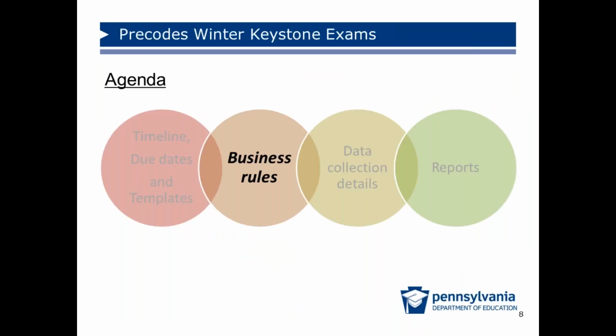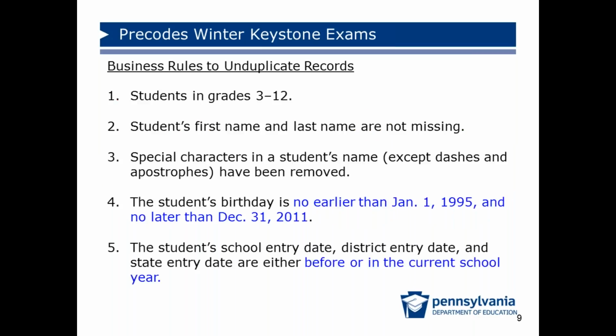Next, we'll talk about the business rules to unduplicate student records. This unduplicating process shows which LEAs will receive the pre-code labels if 2 or more LEAs submit data to PIMS. So it's important here that you understand that although LEA data is uploaded successfully into PIMS and passes the DQ edit checks, records may still be rejected because they don't meet the current business rules. And these business rules also help PDE to unduplicate records.